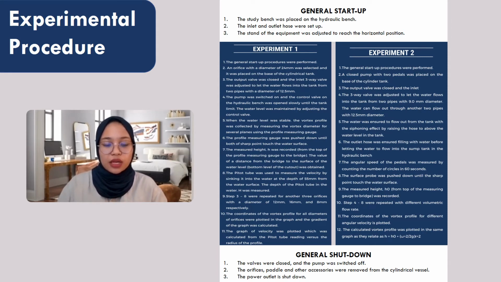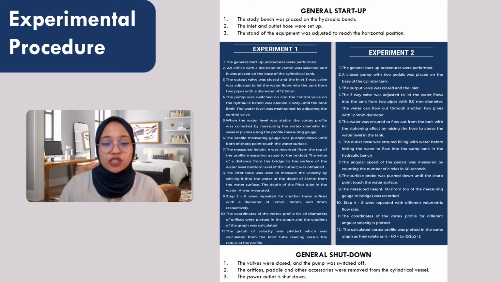and also 8 mm. The second experiment is forced vortex flow. Once the general startup has been performed, a closed pump with 2 paddles was placed in the base of the cylinder tank. The output valve was closed and the 3-way inlet valve was adjusted to let the water flow into the tank from 2 pipes, which are 9 mm and 12.5 mm.